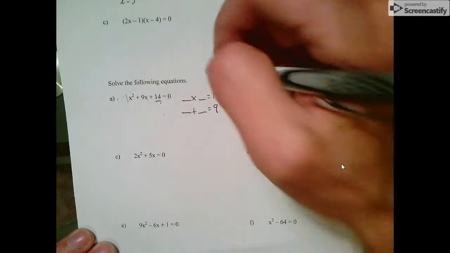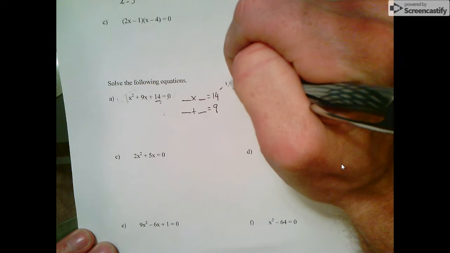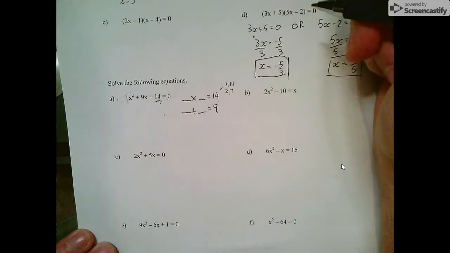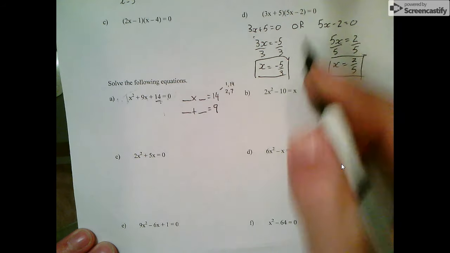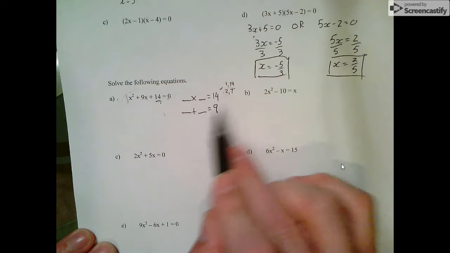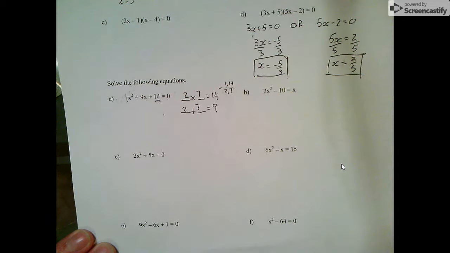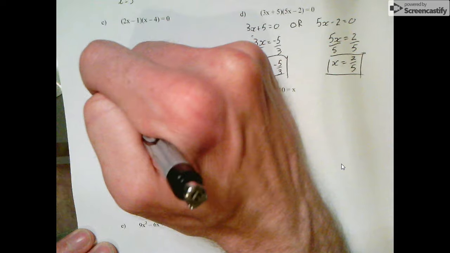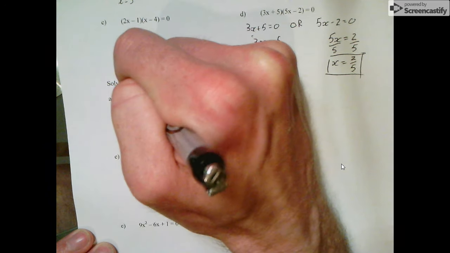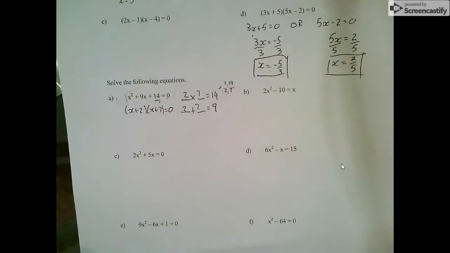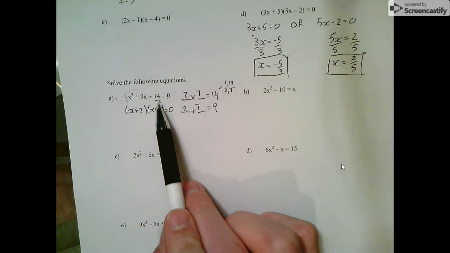So those two numbers, I can make a quick list, 1 and 14, 2 and 7, that's all of them. So some of these have to add or subtract to make 9. 2 and 7 add to make 9. All the signs agree, so it's 2 and 7. And so now I'm just going to say x plus 2, x plus 7, still equal to 0. Notice I replicated the equals 0 here.